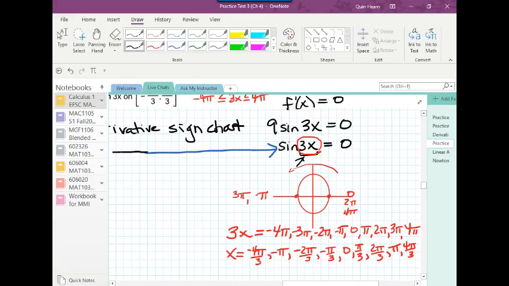And so what is x equal to? X is equal to negative 4 pi over 3, right? Divide by 3. Negative pi, if you divide negative 3 pi by 3. Negative 2 pi over 3. Negative pi over 3, 0, pi over 3, 2 pi over 3, 3 pi divided by 3 is just pi, and 4 pi over 3. Wow, I might need a longer sign chart here. That's a lot of values. Okay.